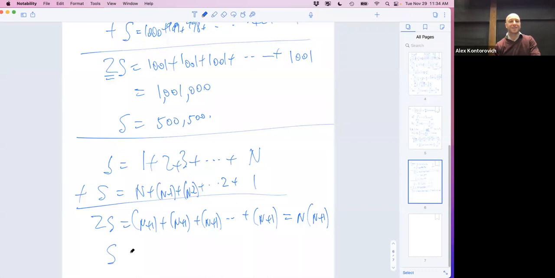So what is S? Yeah, you can multiply this out if you like, or you can just think of it as N times N plus 1 over 2.